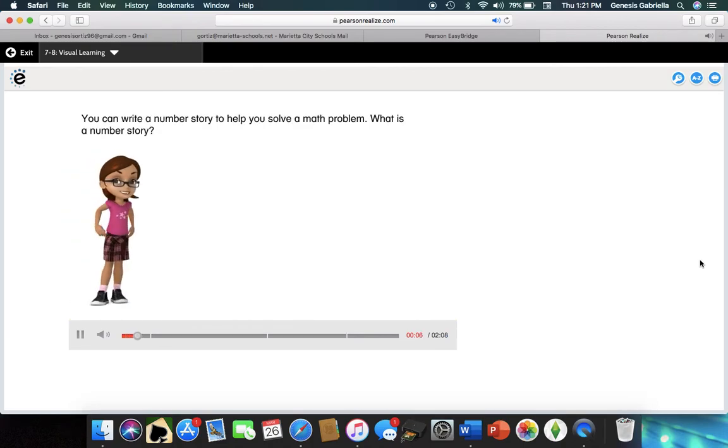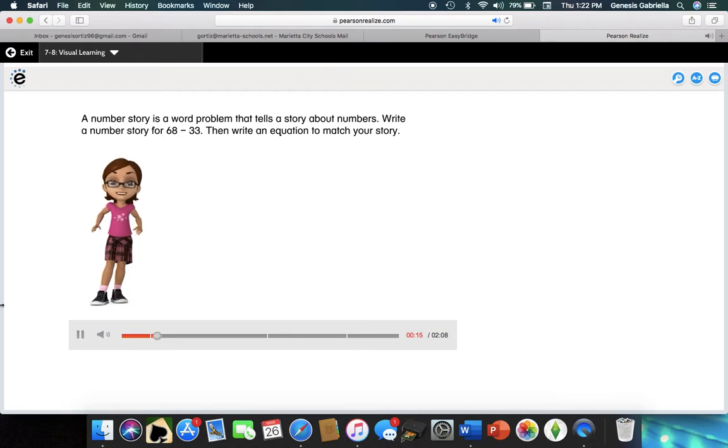You can write a number story to help you solve a math problem. What is a number story? All right, so what is a number story, guys? I want you to think about it based on our solve and share. What is a number story? I want you to think about it. Well, when I think about it, I think about a word problem that basically is kind of like an equation, but with words. A number story is a word problem that tells a story about numbers.